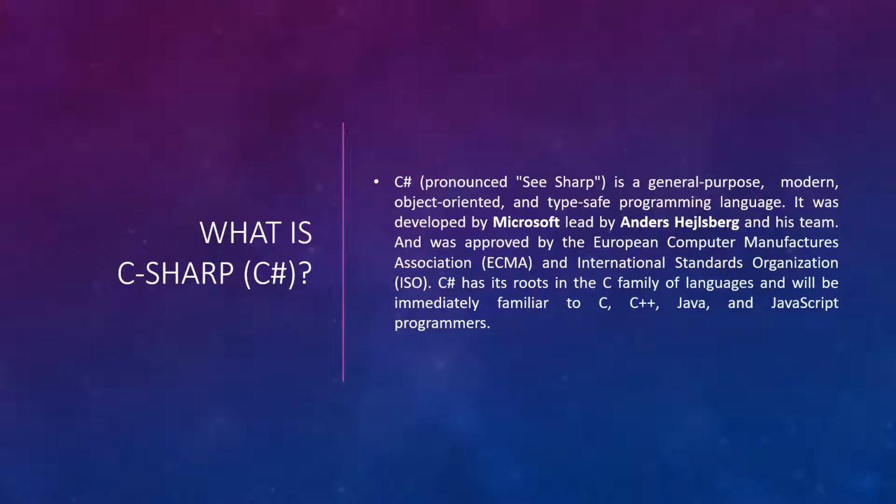C#, pronounced C Sharp, is a general-purpose, modern, object-oriented, and type-safe programming language. It was developed by Microsoft, led by Anders Hejlsberg and his team, and was approved by the European Computer Manufacturers Association, ECMA, and the International Standards Organization, ISO. C# has its roots in the C family of languages and will be immediately familiar to C, C++, Java, and JavaScript programmers.